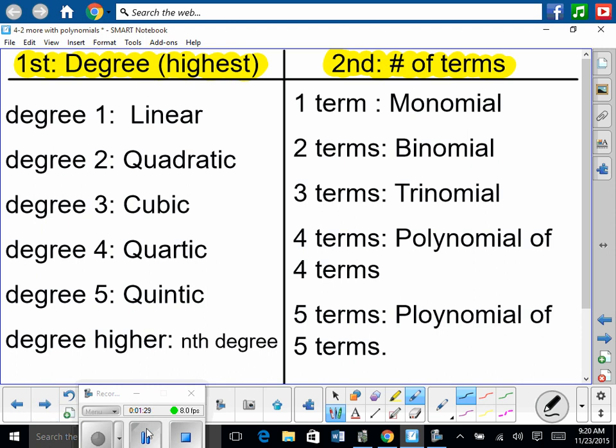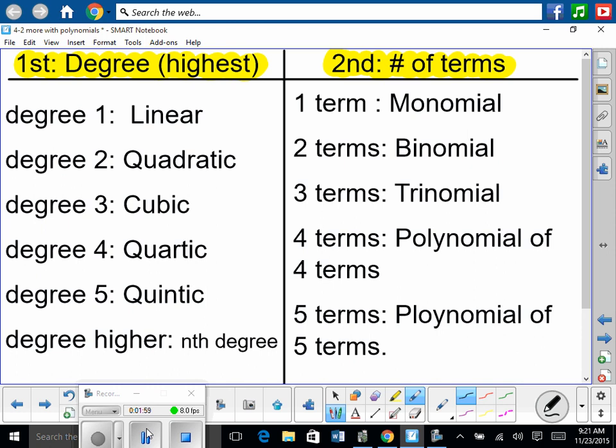The first name is by the degree. We're looking at the highest. If it's degree 1, it's considered linear. If it's degree 2, it's considered quadratic. If it's degree 3, it's considered cubic. If it's degree 4, it's quartic. Now an easy way to remember quartic, guys: 4 quarts in a gallon, right? 4, so quartic. And then degree 5 is quintic.